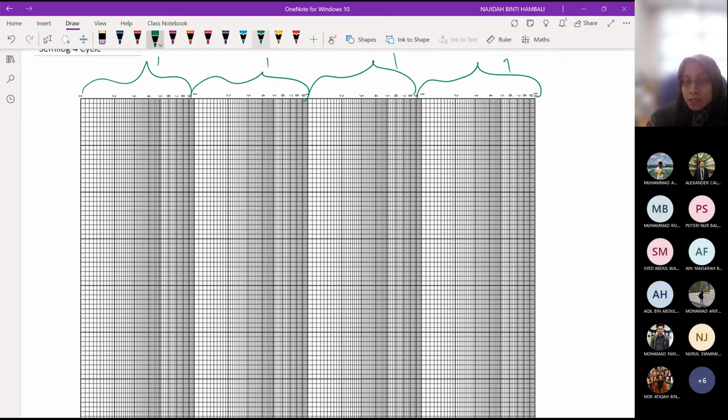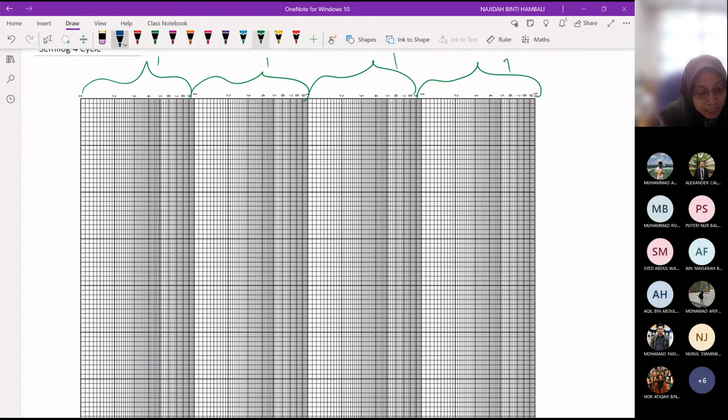Let's say the question just now, we assume that we have to start at 0.1 radian per second. Okay, so the first one, the way you want to use your semi-log graph paper is in the correct orientation. Some students get it wrong, they have it upside down.